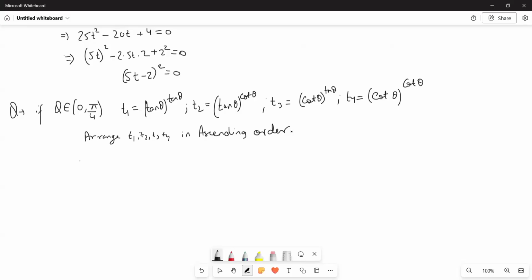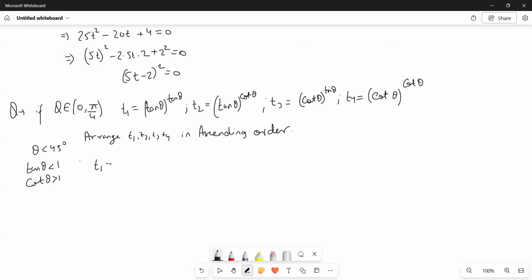Anyone? Solution? T2 less than T3 less than T1 less than T4. Okay, let's check. If theta lies between 0 to pi by 4, what does that mean? It is below 45. Theta is less than 45 degrees, which would imply tan theta will be a value less than 1 and cot theta will be a value greater than 1.